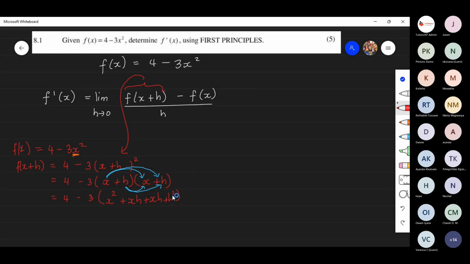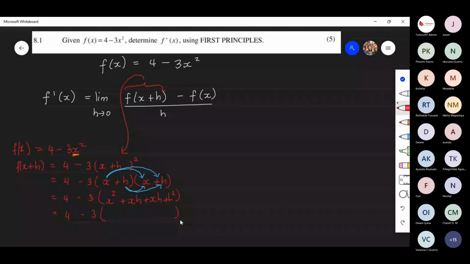So using our FOIL method, all we did was multiply the first term in our first bracket times everything in the second bracket. And then our second term in our first bracket multiplied by everything in our second bracket. So x times x, x times h, h times x, and h times h. After that, we bring our 4 minus 3 down.